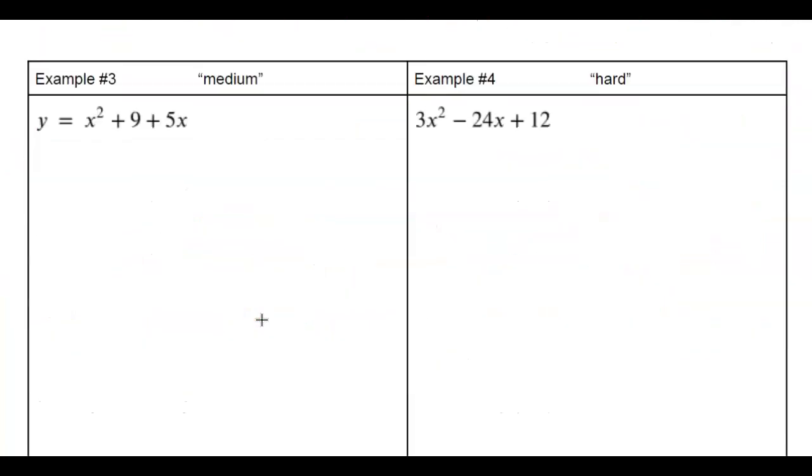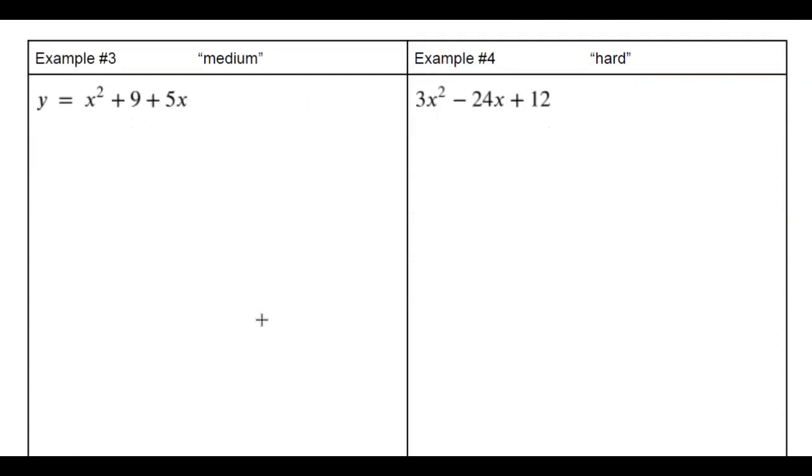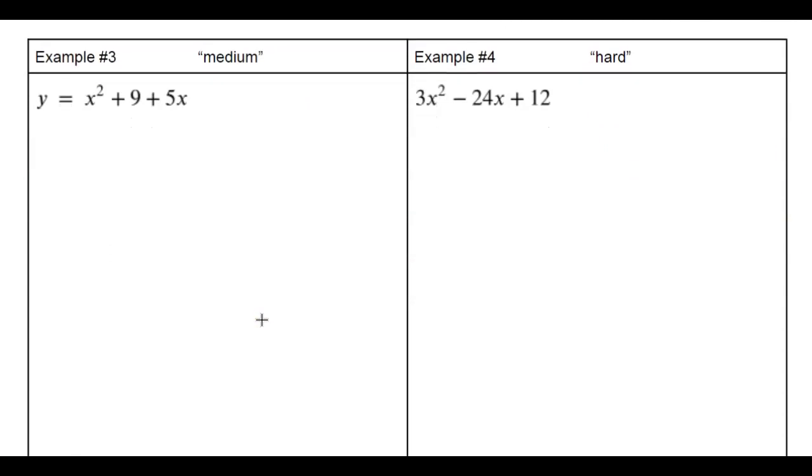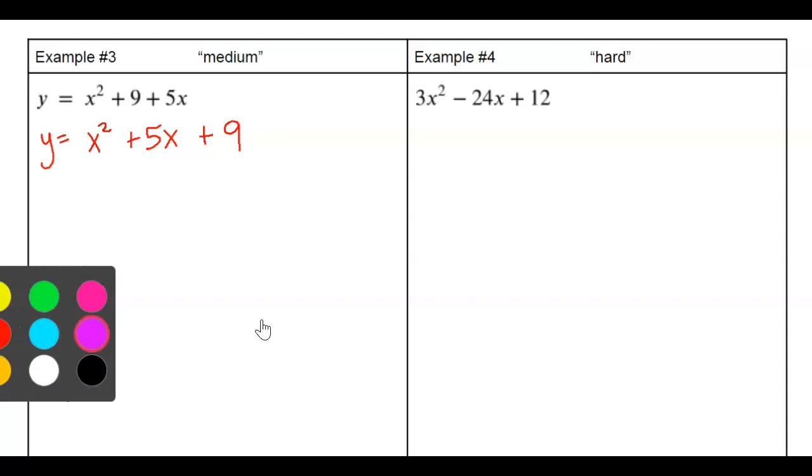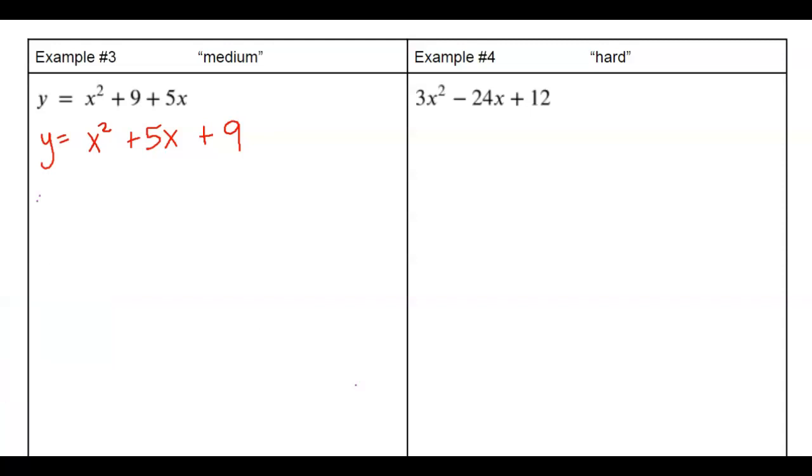Let's look at a medium problem. So this will be a little harder. So first thing, we want to put them in order, and they're not. So y equals, I've got x squared plus 5x. That's not what makes this a little harder though, plus 9. So step number 2 is I want to group. I want to put the x's together. We're going to add a parenthesis, and we're going to keep the 9 and subtract a parenthesis.